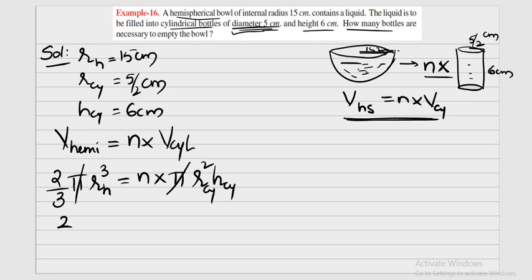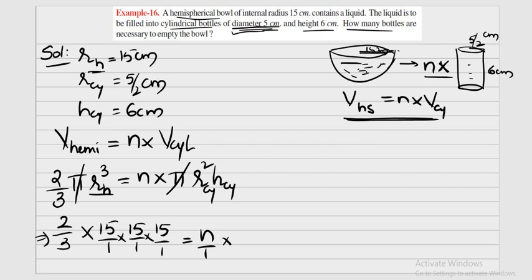Now next thing, so I'm substituting the values. So 2 by 3 into what is r cube here? So radius of hemisphere, right? So radius of hemisphere is 15. So what I am going to get, 15 by 1 into 15 by 1 into 15 by 1, which is equal to n by 1 into, so here radius of cylinder, so radius of cylinder is 5 by 2. So 5 by 2 into 5 by 2 into what is height of cylinder? Height of cylinder is 6 by 1. Now since I need the value of n, so what I need to do? I need to transpose remaining all the things.